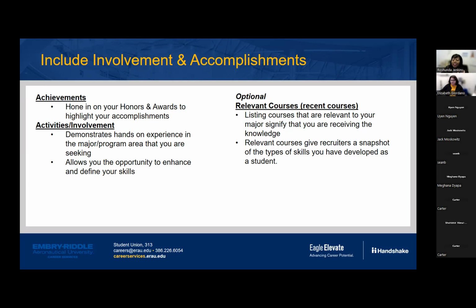And then an optional portion that you may want to include is your relevant courses. Relevant courses are those courses that show that you've applied knowledge in your specific classes. It also gives that recruiter a snapshot of the types of skills that you developed as a student. So that could also be an area that you include right in your education section. Right below that, you want to include those relevant courses as well.